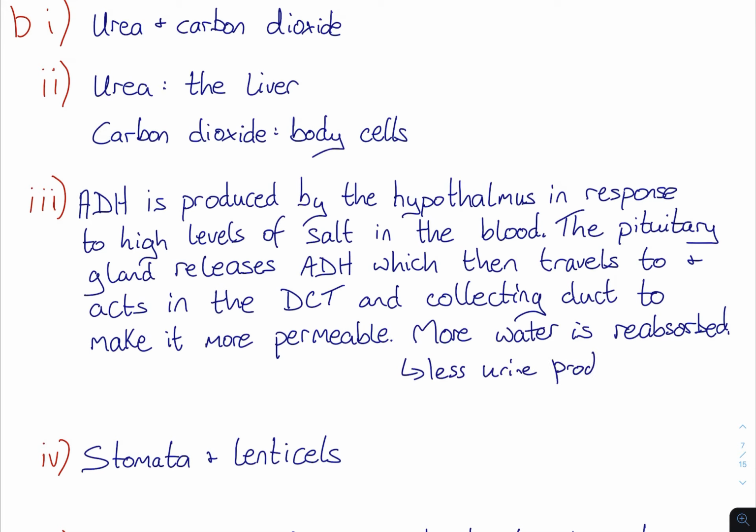Now that was enough for the marking scheme, but just to put it all together. ADH is produced by the hypothalamus and stored in the pituitary gland. The pituitary gland releases it once it detects that the blood levels are too salty, or there's not enough water there. It travels to the nephron, in particular to the DCT and the collecting duct. It makes them more permeable, more water is reabsorbed, and less urine is produced.